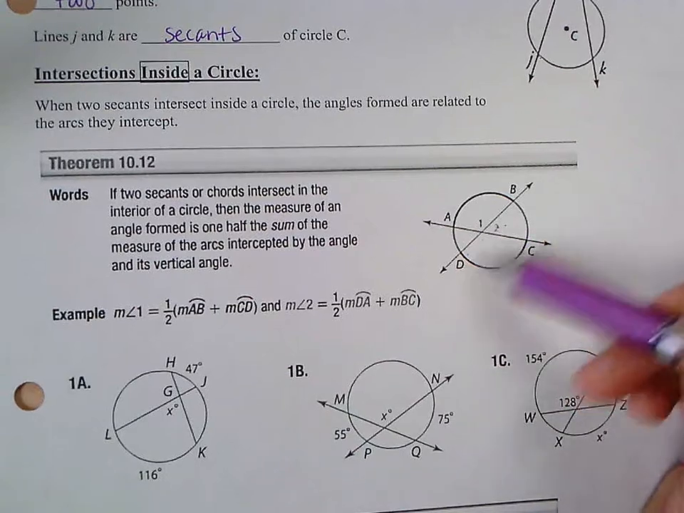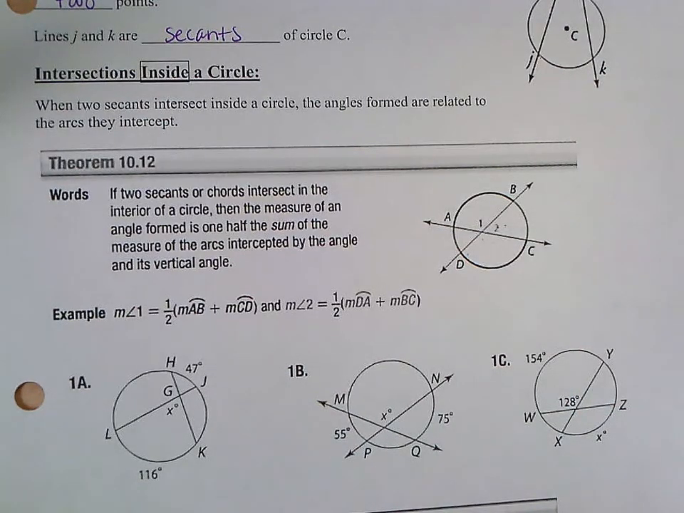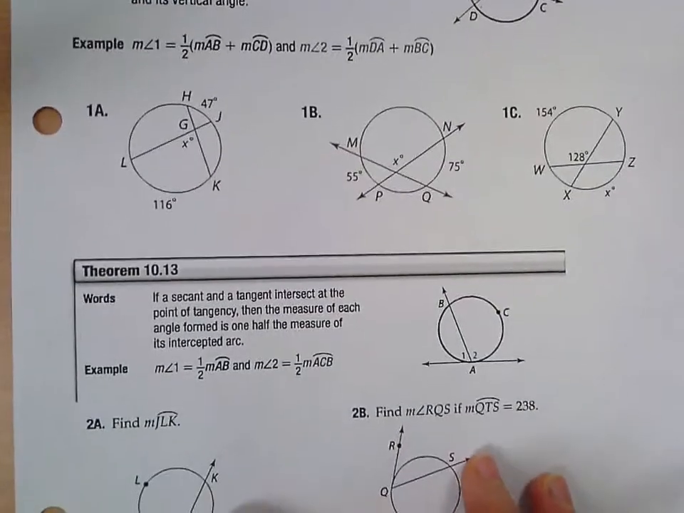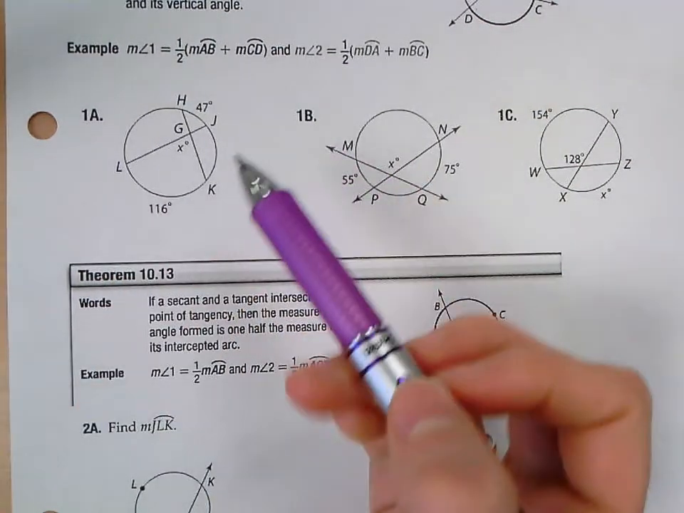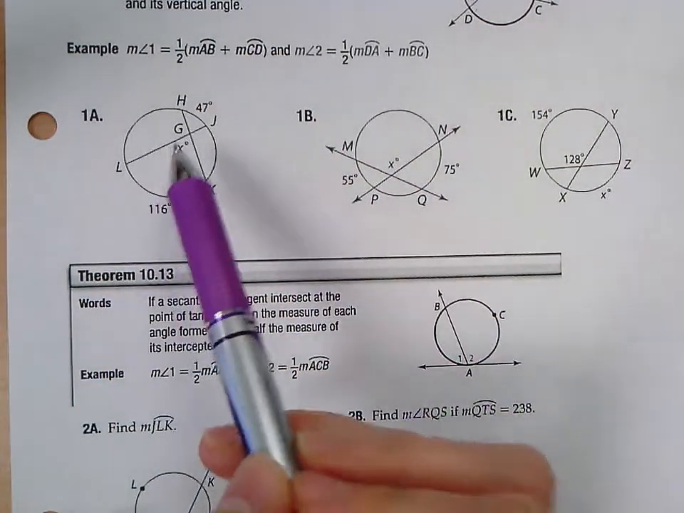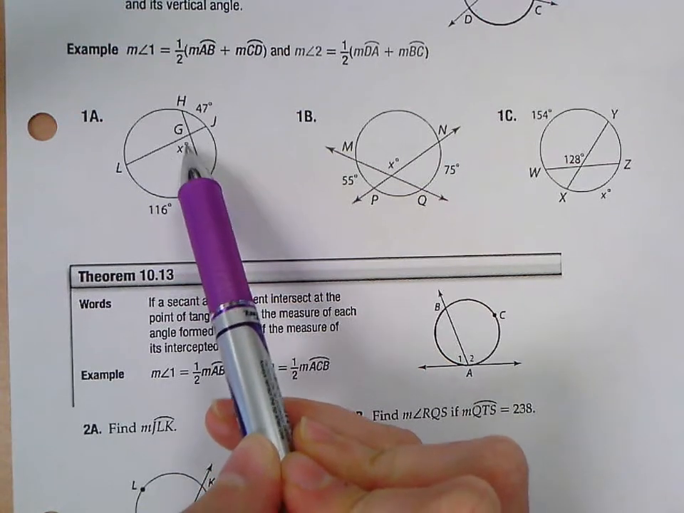So when they intersect in a circle and not at the center, that's how you can find the measures of those angles. Let's look at some examples of how to apply this. In 1A, we are looking for X in all of these circles. X is this angle.